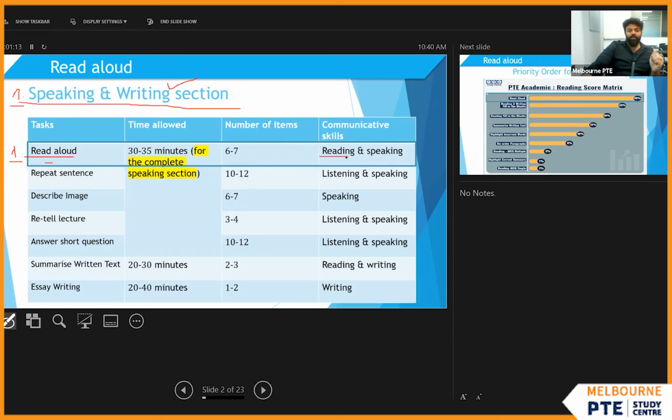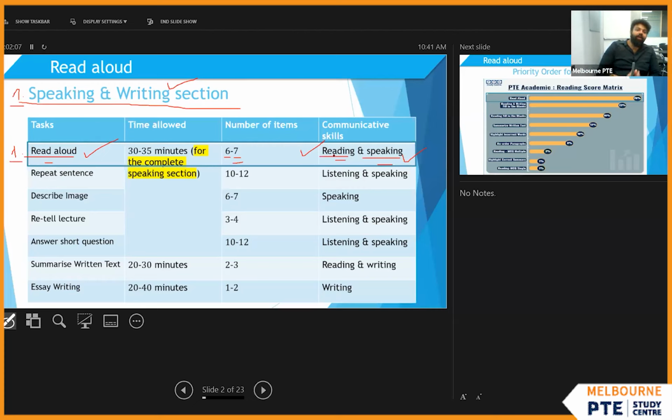It gives you marks towards your reading and towards your speaking. Okay, and you guys can have 6 or 7 questions for Read Aloud in your PTE exam. Okay, as I was saying, Read Aloud, if you have a look over here, is the very first topic you will do in your PTE exam. And it gives you marks not towards just one communication skill, it gives you marks for reading and for speaking.